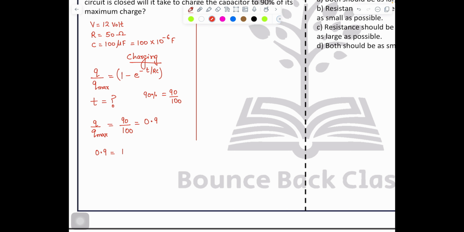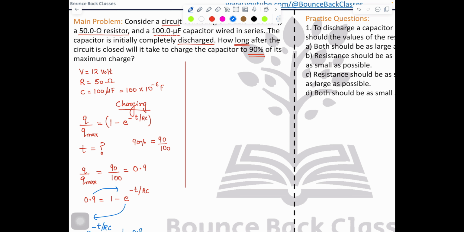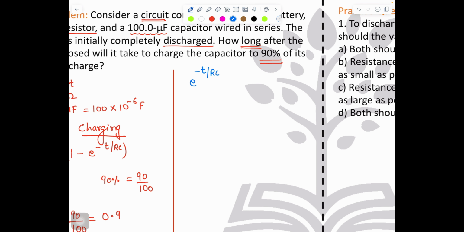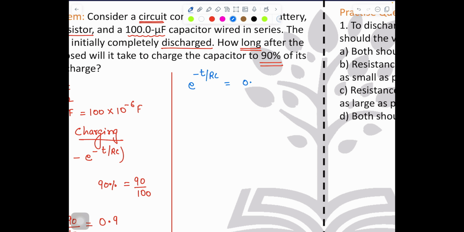0.9 equals 1 minus e raised to power negative t divided by RC. Okay, so take e this side and this value this side. So we get e raised to power negative t divided by RC equals 1 minus 0.9, which is equal to 0.1. Okay, so what we get here? e raised to power negative t divided by RC equals 0.1.